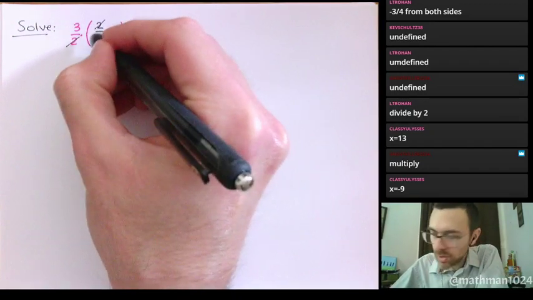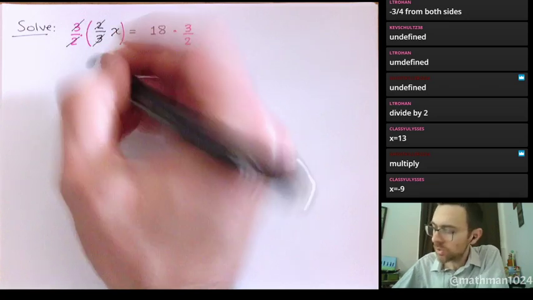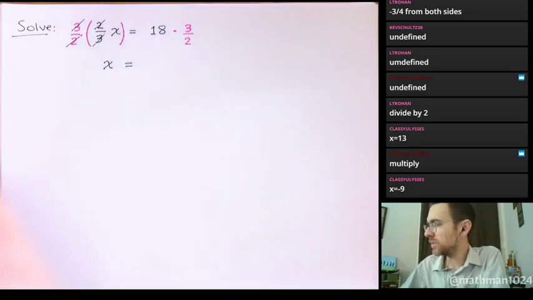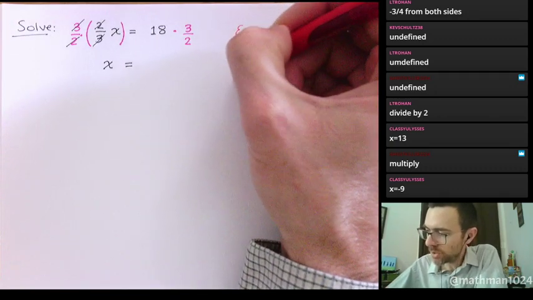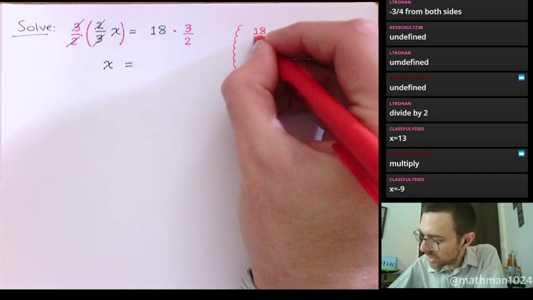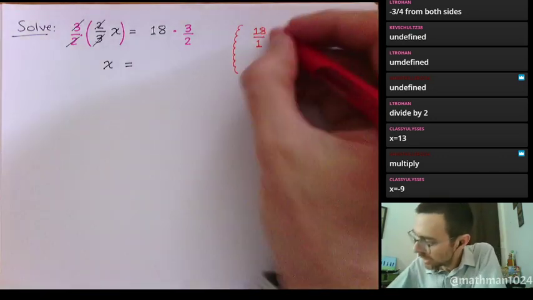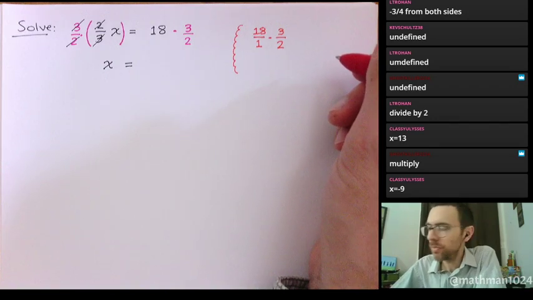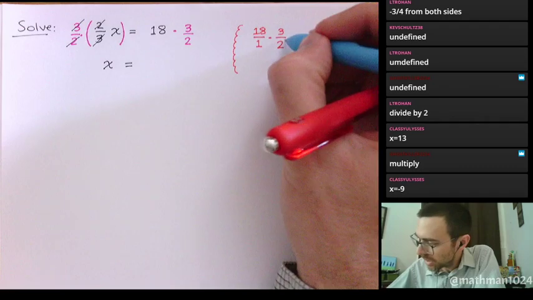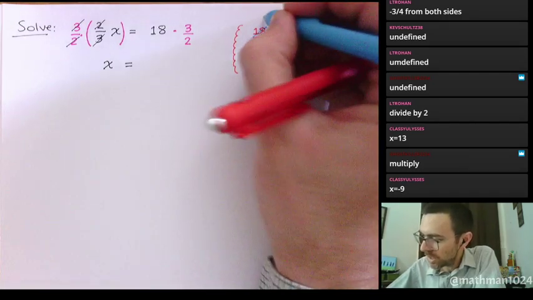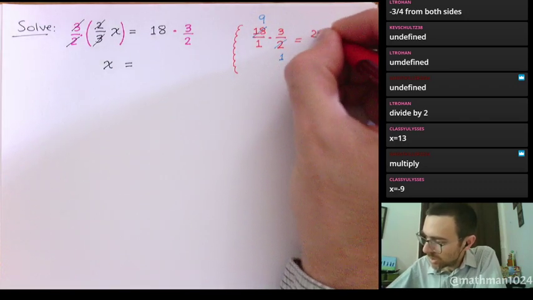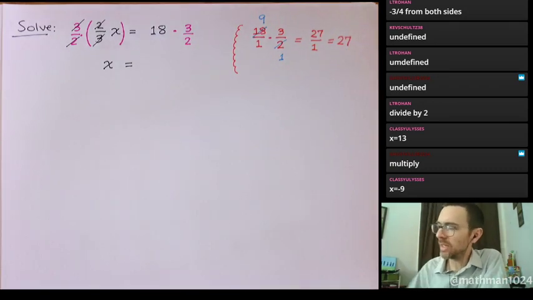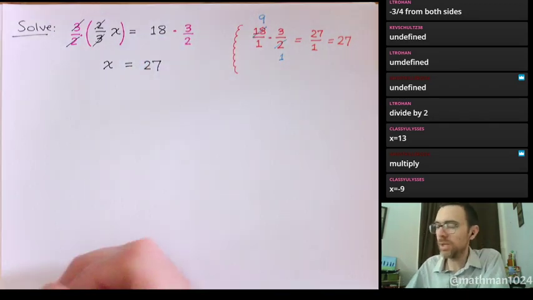By using the reciprocal, the 2's reduce, the 3's reduce, so that all that is left is x. And on the right-hand side, we just have to take care of 18 times 3/2. If it works better for you, just go off to the side and let's rewrite this. Let's write 18 as 18 over 1 times 3/2. Now before we multiply, let's see if there's any kind of reducing that we can do. You'll notice that between the 18 and the 2, these can be reduced by a factor of 2, so we get a 1 here and a 9 here. So we have 27 over 1, which is just 27. See, even though it's fractions, it's still really not that bad. x equals 27.